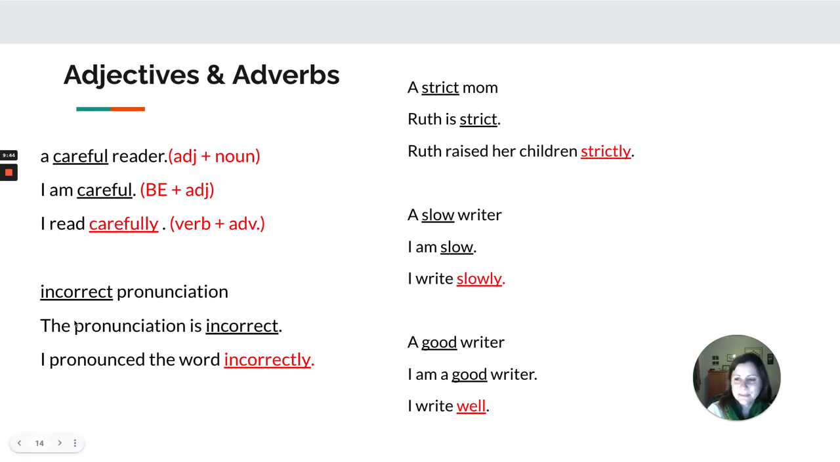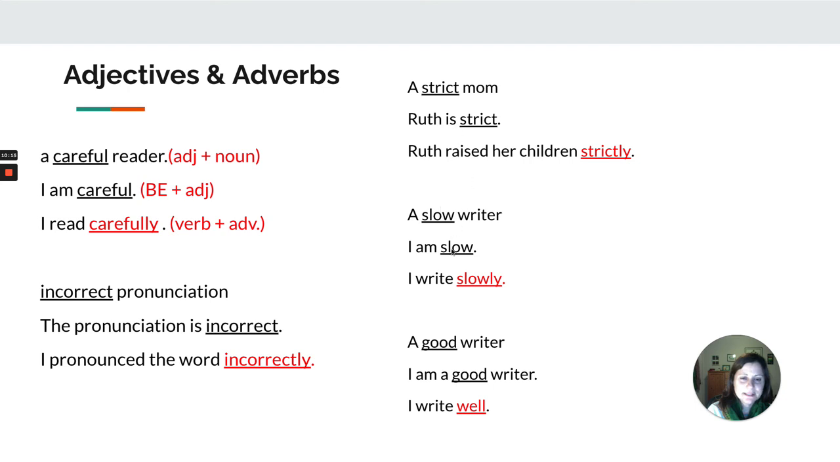Here's another example. Incorrect pronunciation. Adjective, noun. The pronunciation is incorrect. I have my be verb and my adjective, and this is describing the pronunciation. I pronounced the word incorrectly. Pronounced is a verb, and then this is the adverb describing how I pronounced the word.